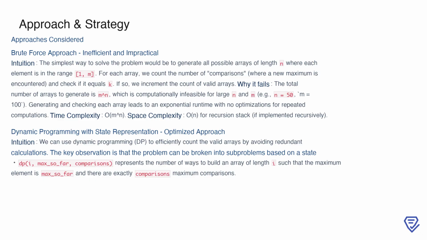In contrast, the optimized approach leverages dynamic programming. Here, we break the problem into smaller, manageable subproblems by defining a state representation that tracks the number of ways to construct valid arrays. Specifically, we use a state dp[i][max_so_far][comparisons] to represent the number of ways to build an array of length i with a given maximum value and a specific number of comparisons. This transition from brute force to dynamic programming marks the key step toward efficiency.